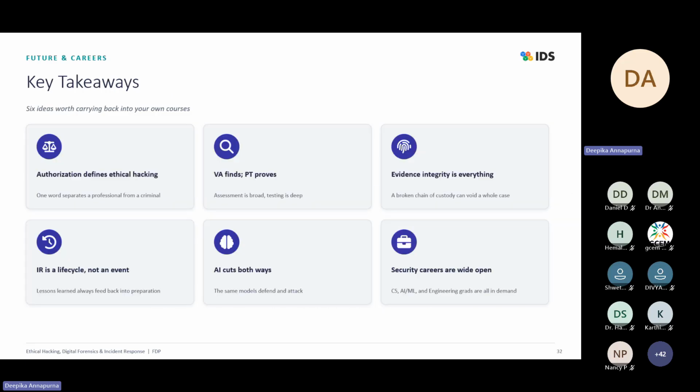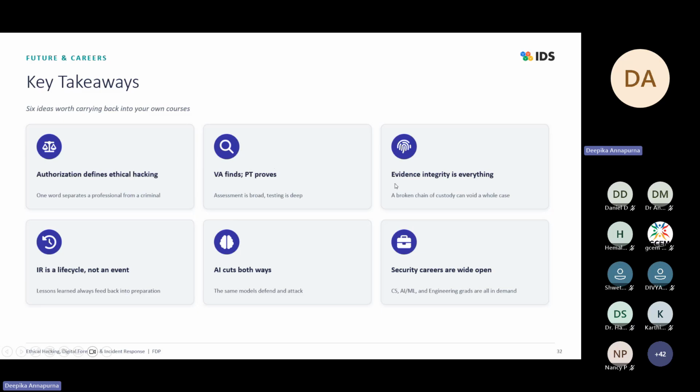So here are the key takeaways from today's session. Authorization defines ethical hacking. Hacking does not always mean bad; ethical hacking is also good. Ethical hackers have complete authorization to test the application. Next, vulnerability assessment and penetration testing. Vulnerability assessment will find the issue and penetration testing will prove the issue.